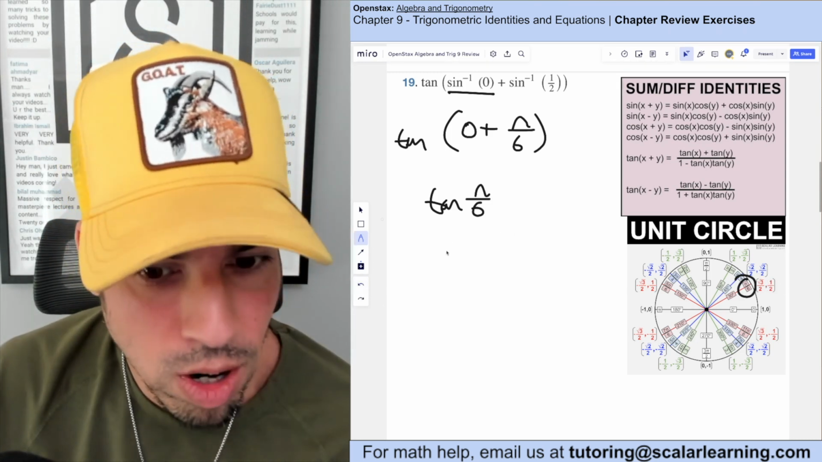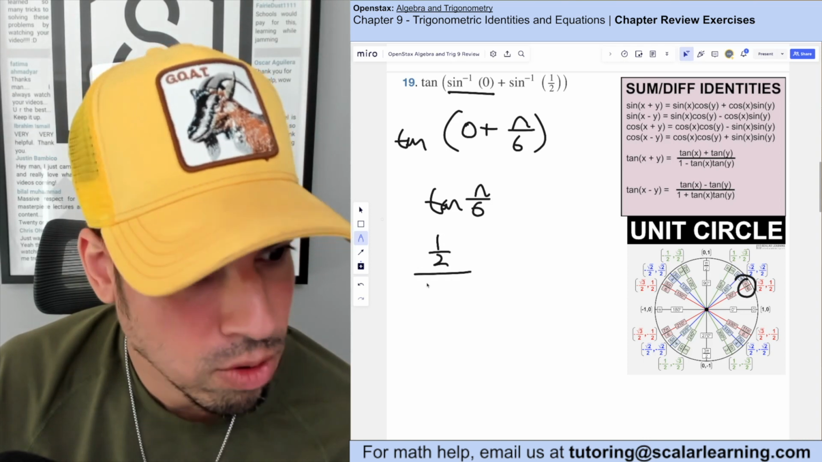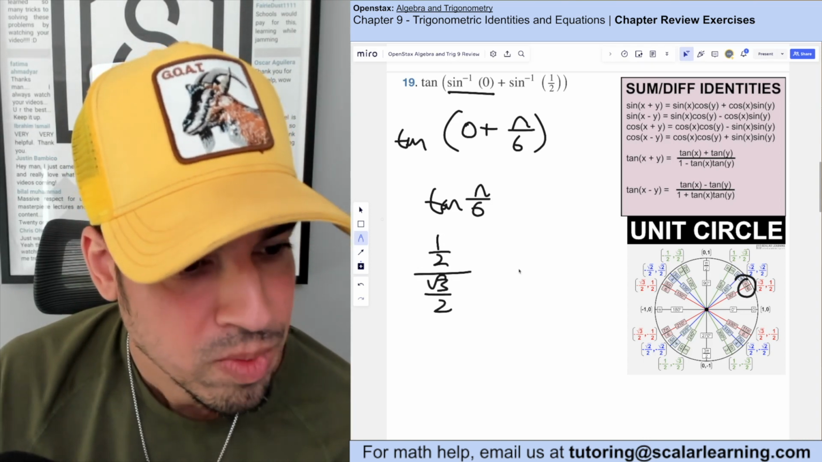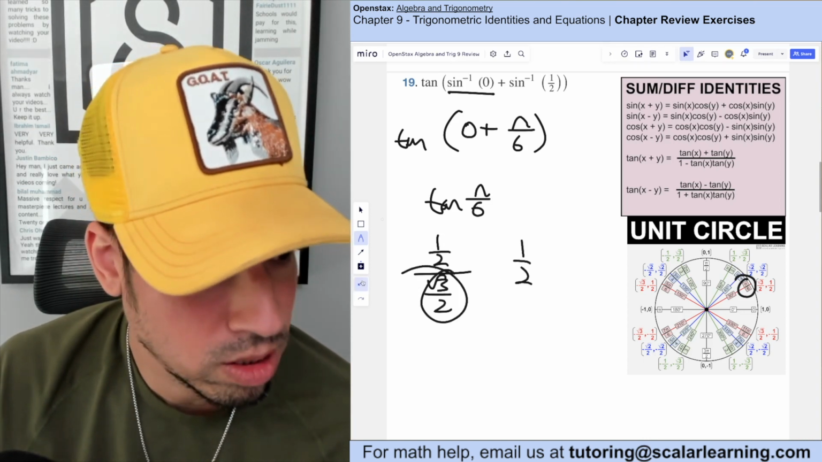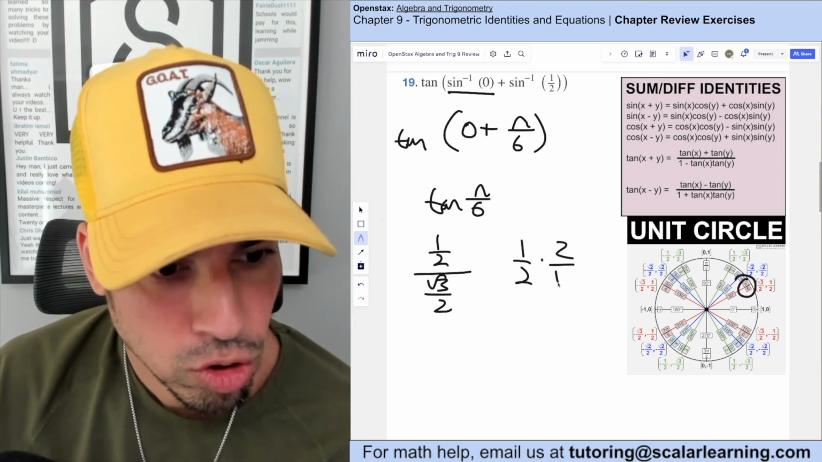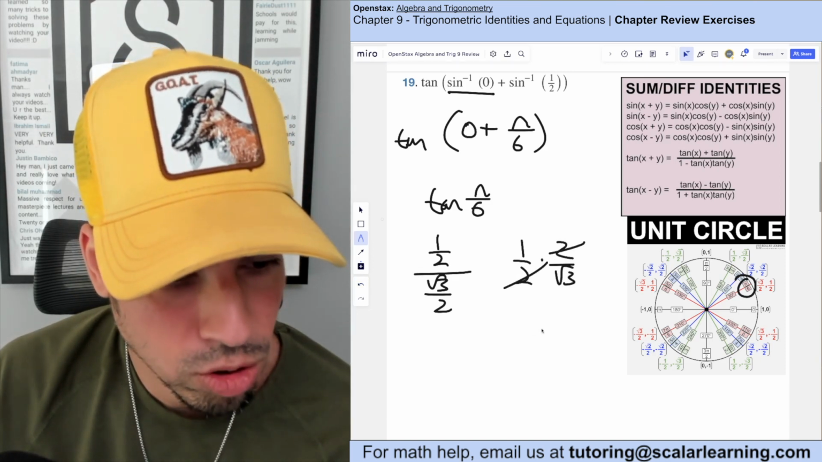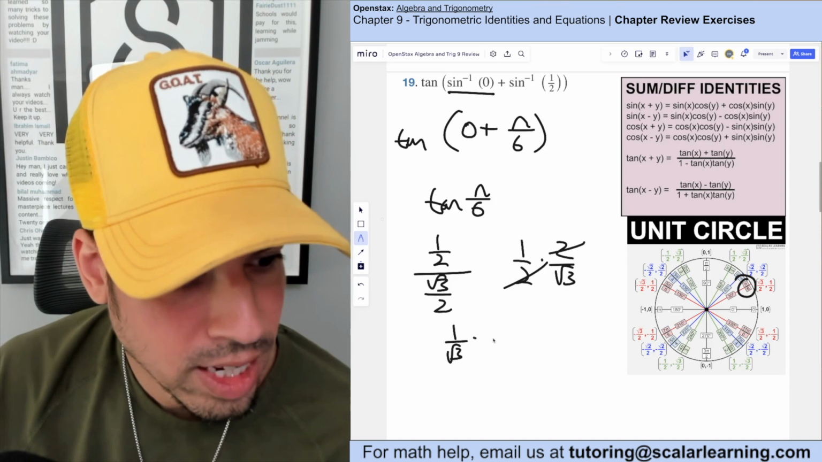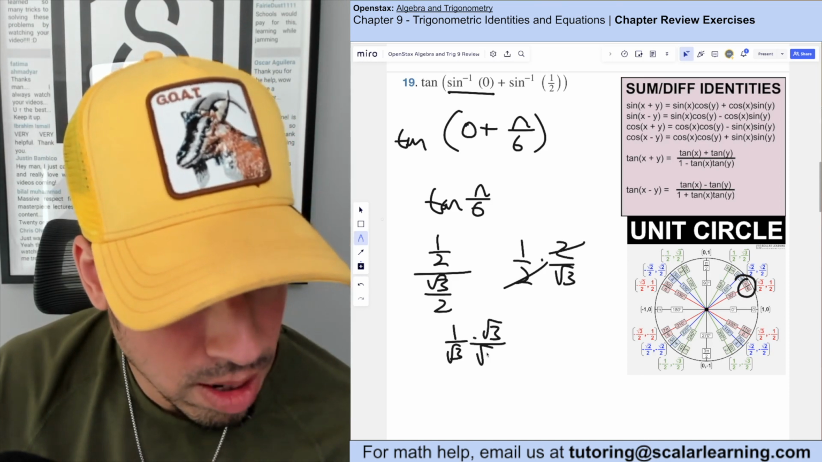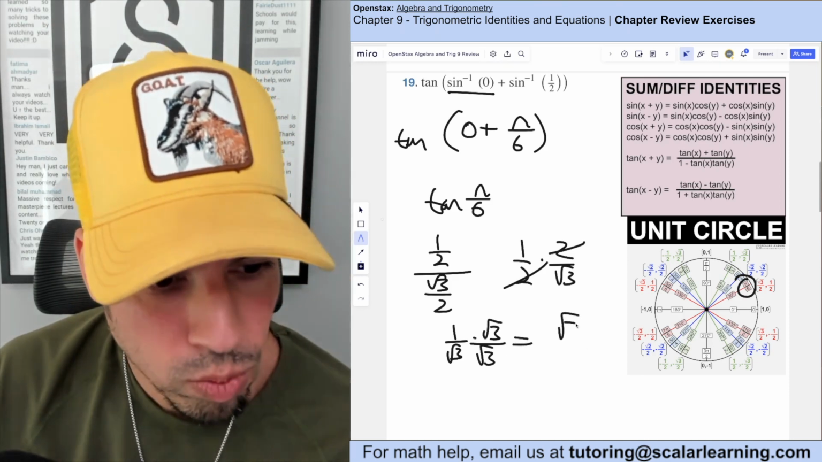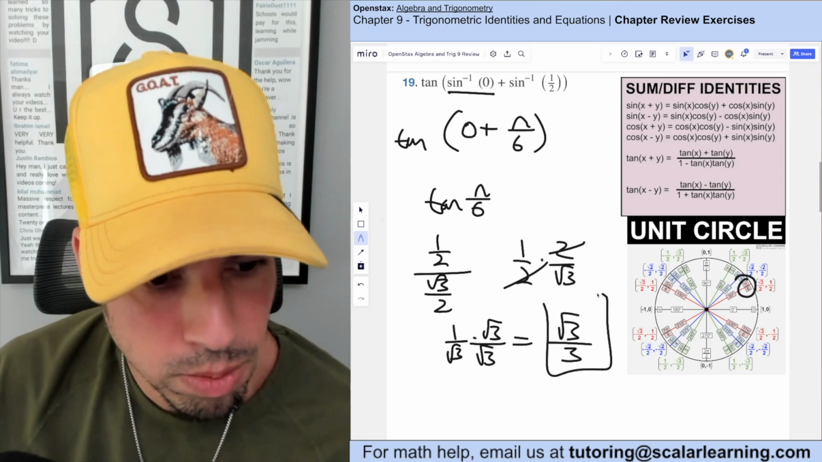Sine over cosine, or y over x. So it's 1/2 over rad 3 over 2, which is the same as 1/2 times the reciprocal of this, which is 2 over rad 3, cancel, and we get 1 over rad 3. Last but not least, let's rationalize the denominator, and then we get rad 3 over 3, boom, done.